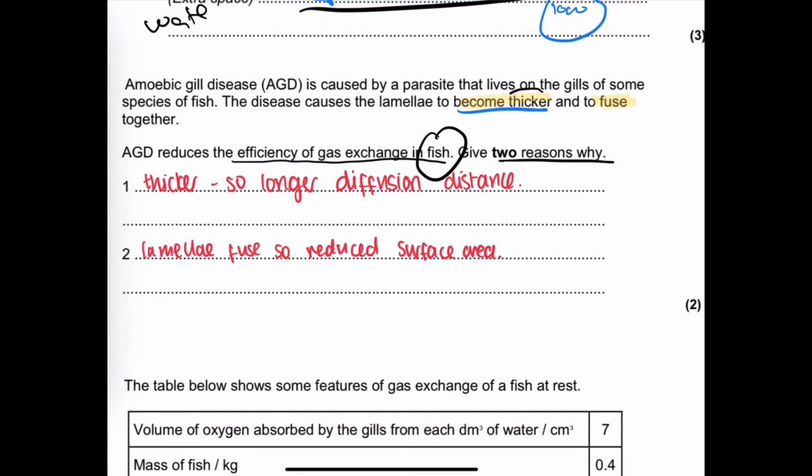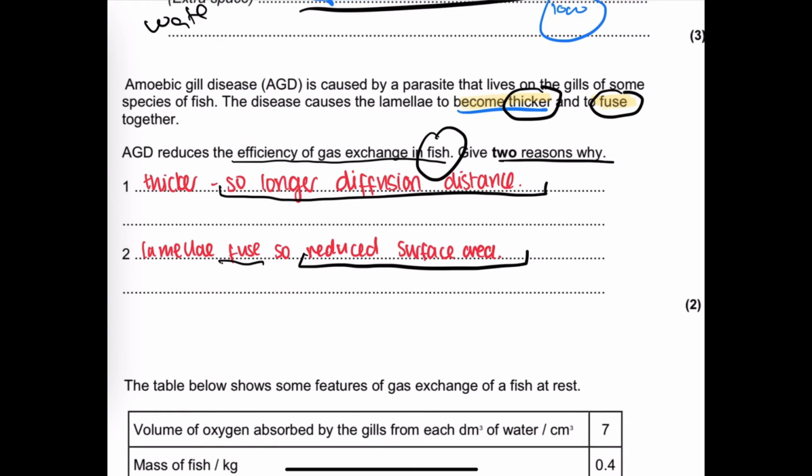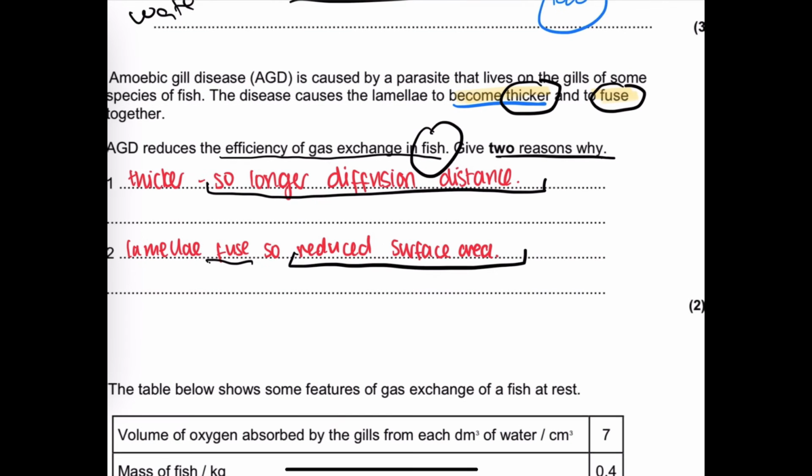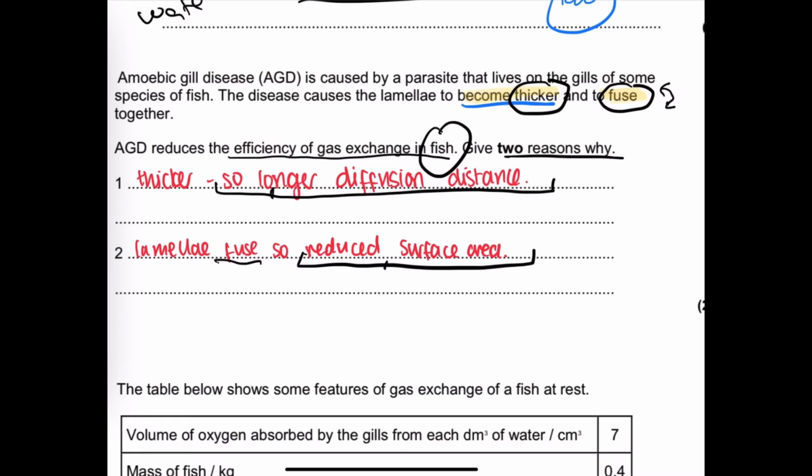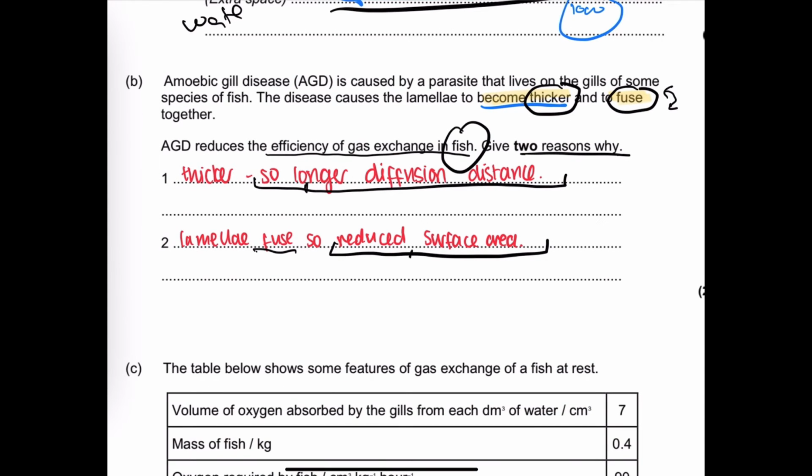So it says over here that it becomes thicker, so this means there's a longer diffusion distance, which of course makes it less efficient. And it also says that it fuses together. Because it fuses together, that means there's reduced surface area. So always make sure that you remember these 2 reasons and try to use them in the application that they gave you. These type of questions just want to test how you apply your already given knowledge to a question. So even if you see a question that you completely don't understand, you do know the answer, you just need to find a way to apply your existing knowledge to what the question really asks you to do.